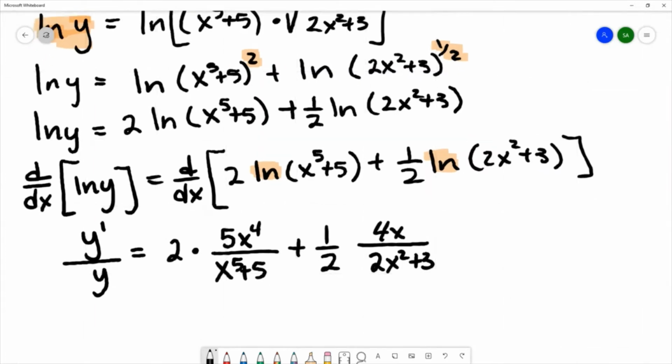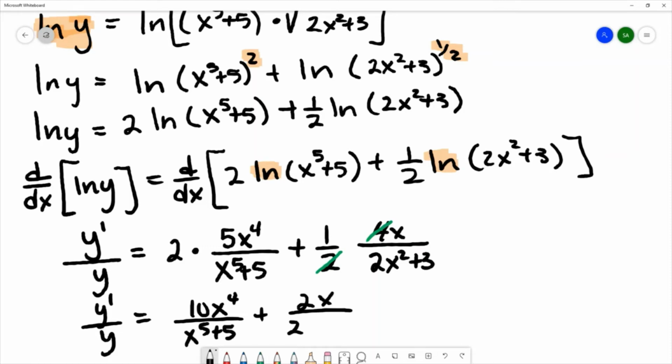We can do a little simplifying here to make this y prime over y equals 10x to the 4th over x to the 5th plus 5. And then here 2 cancels with 4, making this 2x over 2x squared plus 3.